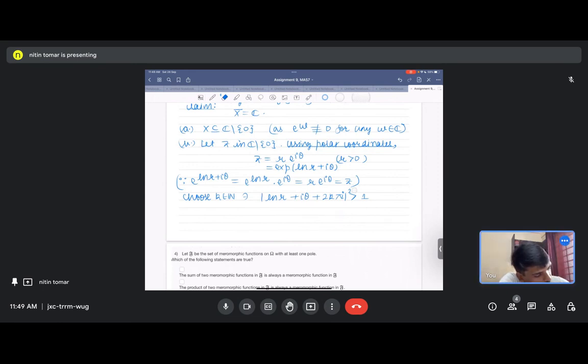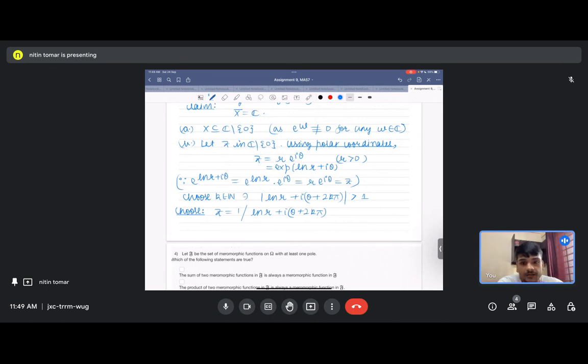So this is what precisely I have written, or rather I should write it in a better way to understand. Now you choose your z to be 1 upon this number, ln r plus iota theta plus 2k pi I. Now what can you say about z? z cannot be 0, right?